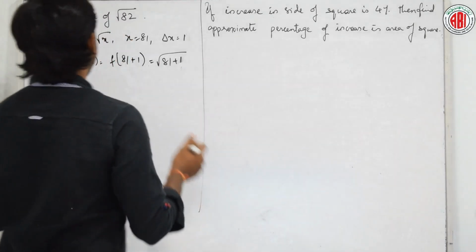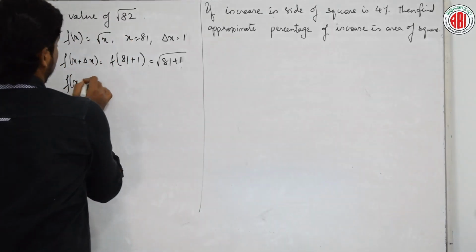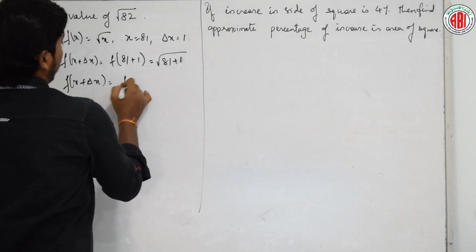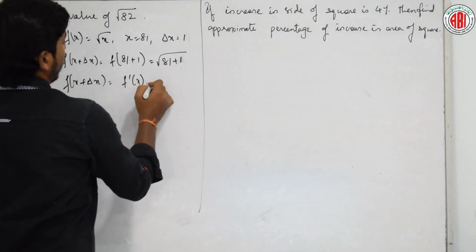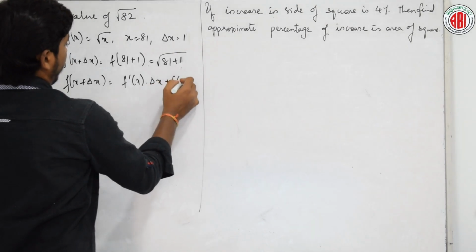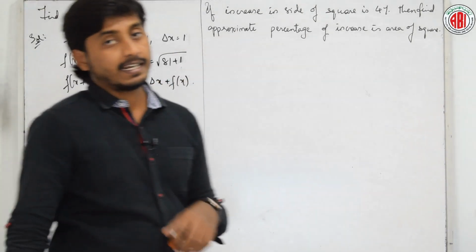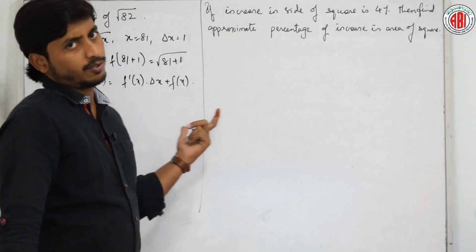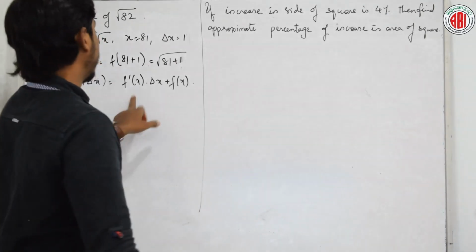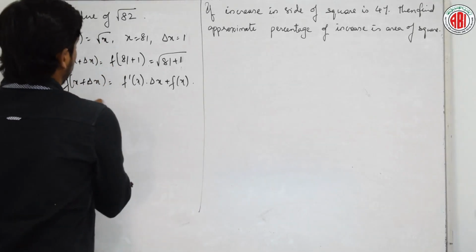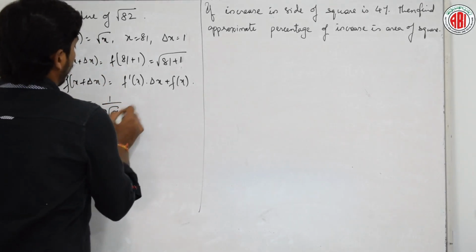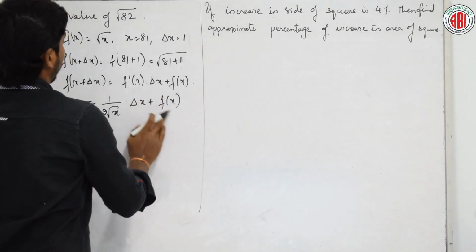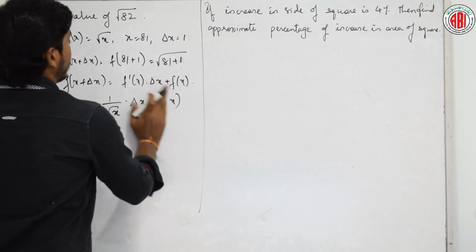Okay. What is the formula of f of x plus delta x? That is nothing but, tell me, f dash x into delta x plus f of x. Is it right? Now, we have to find the values of all this and substitute in it. Okay. What is f dash of x? f of x is root x. f dash of x is 1 by 2 root x into delta x plus f of x. What is f of x again? Let me write it as just root x.